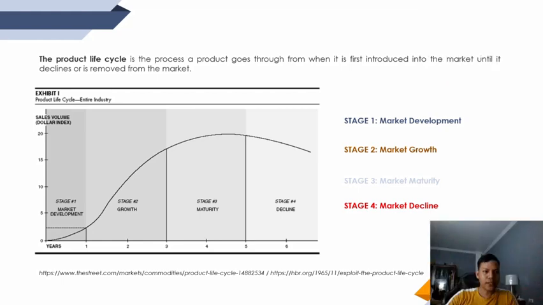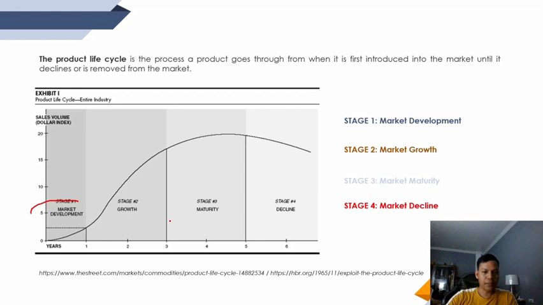Now we will talk also about one of the important topics. There is also a product life cycle. The product life cycle is the process the product goes through from when it is first introduced into the market until it declines or is removed from the market. So there are four stages here. The first one is market development. This is the first stage that your product will undergo. There are some revisions and some improvements of your products, and it is really relevant as you sell your products in the market.